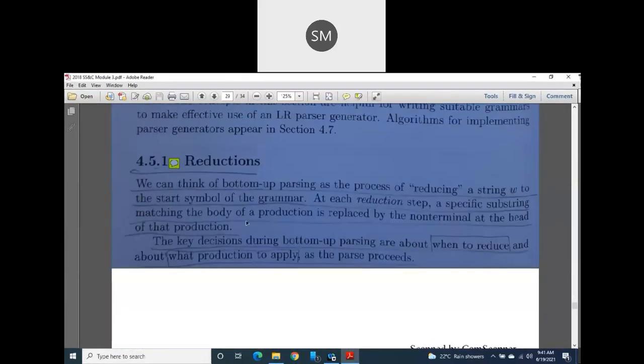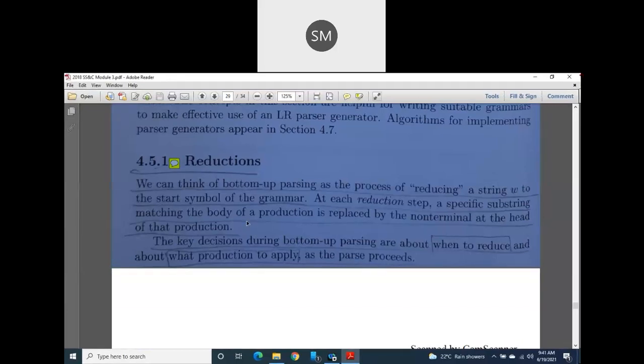Reduction. Because of that only I used the word reduce. id was reduced to F, F was reduced to T, T star F was reduced to T, and again T was reduced to E. So here I am not using the word replacement or expand like that.